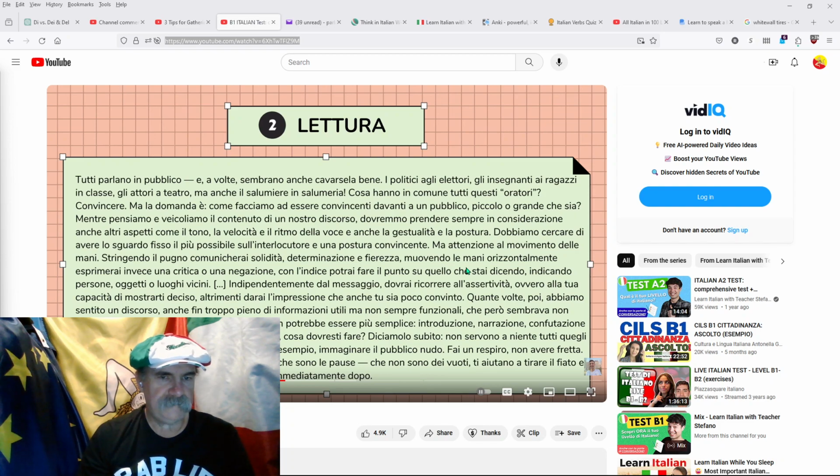esprimerai invece una critica e una negazione. Con l'indice puoi ferrare il punto su quello che stai dicendo, indicando persone, oggetti o luoghi vicini.